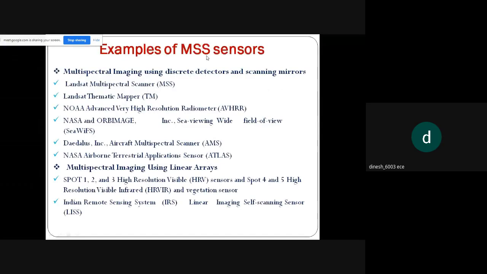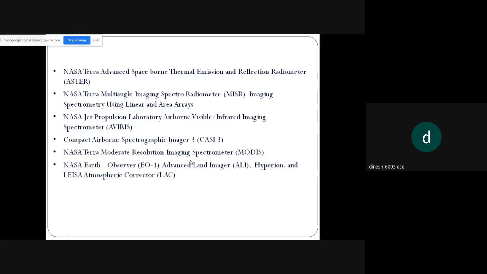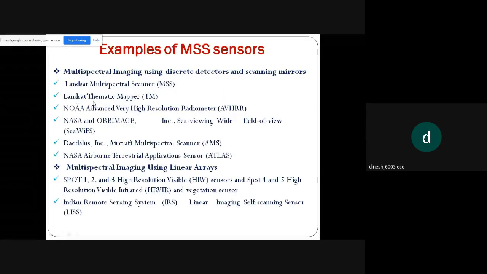So these are the examples of multispectral system sensors, scanner sensors. So these are used in Landsat multispectral scanner, Landsat thematic mapper, NOAA advanced very high resolution radiometers, AVHRR, NASA, and OrbImage. It is used in Daedalus aircraft multispectral scanner, NASA airborne terrestrial application sensor, ATLAS.